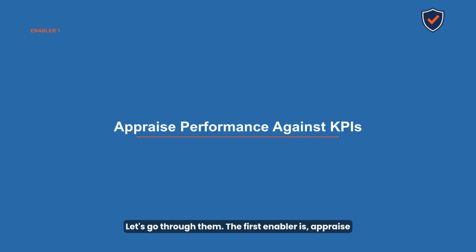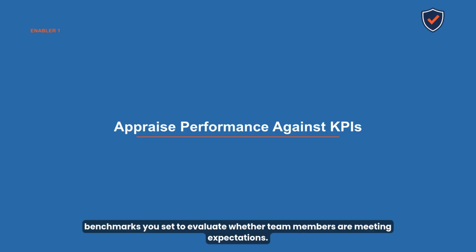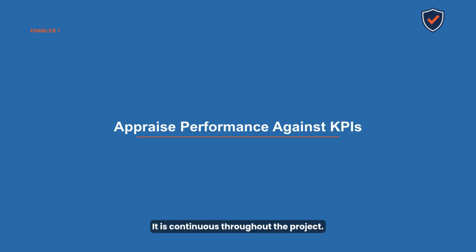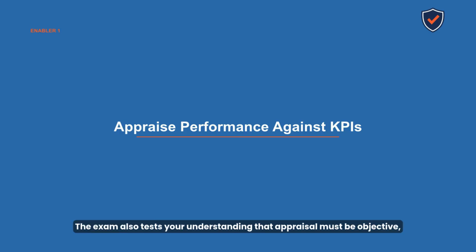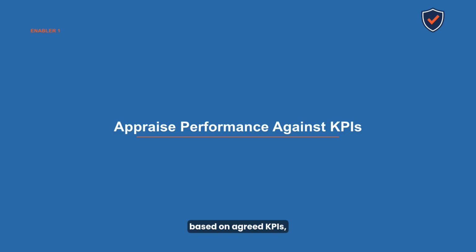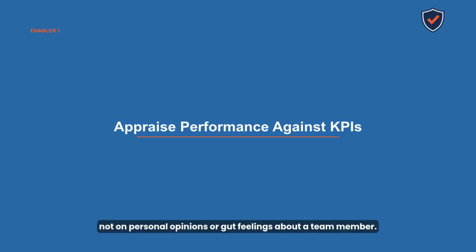Let's go through them. The first enabler is appraise team member performance against key performance indicators. KPIs are the measurable benchmarks you set to evaluate whether team members are meeting expectations. On the PMP exam, this means understanding that performance appraisal is not a one-time annual event. It is continuous throughout the project. The exam also tests your understanding that appraisal must be objective, based on agreed KPIs, not on personal opinions or gut feelings about a team member.